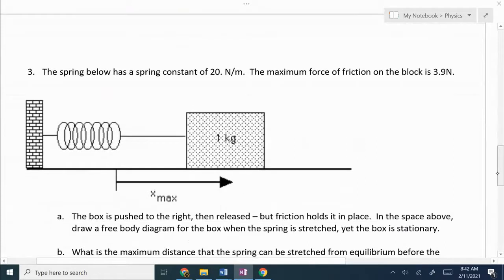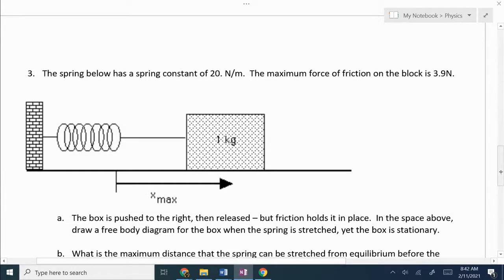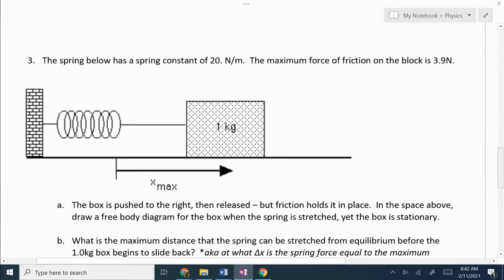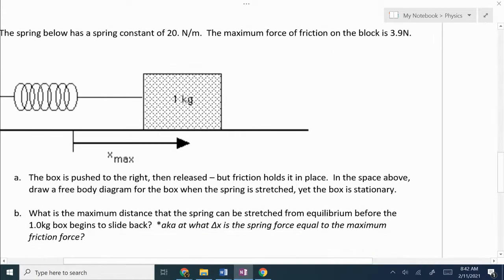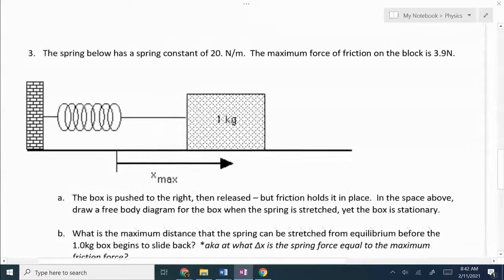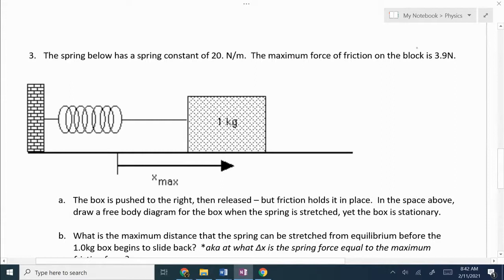This one's a little bit different. In this case, because this year we didn't get to the force of friction, this has been changed so that you're just given the force of friction. Obviously, if we'd gotten to the force of friction, you would have had to calculate it, and you would have gotten 3.9 newtons. But this one's not too terribly different here.